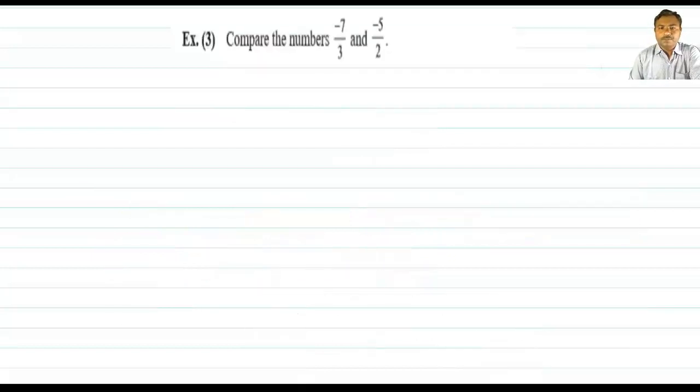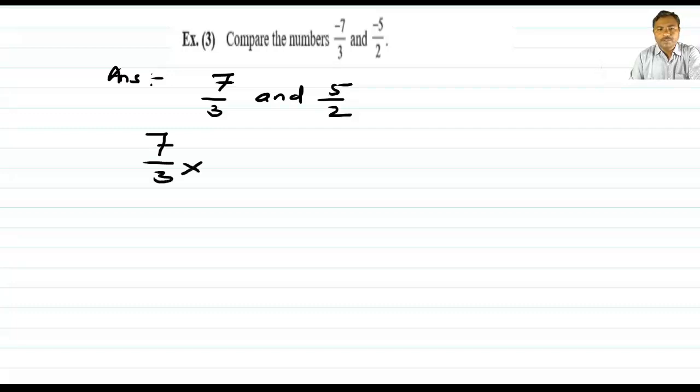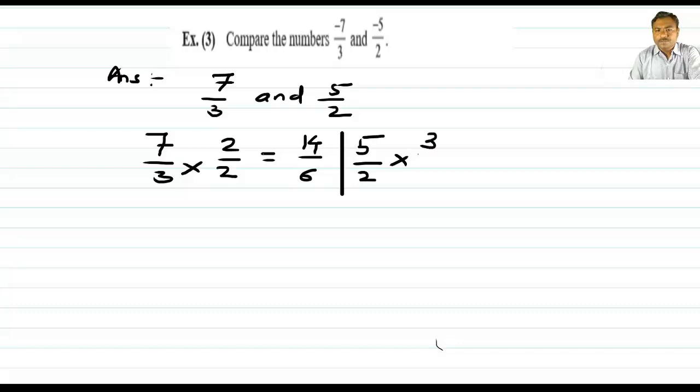Example 3. Compare the numbers negative 7 upon 3 and negative 5 upon 2. First compare 7 upon 3 and 5 upon 2. Here 7 upon 3 is multiplied by 2, numerator and denominator. We get 14 upon 6. 5 upon 2 is multiplied by 3 on both numerator and denominator. 5 threes are 15 and 2 threes are 6. Here 14 upon 6 and 15 upon 6.